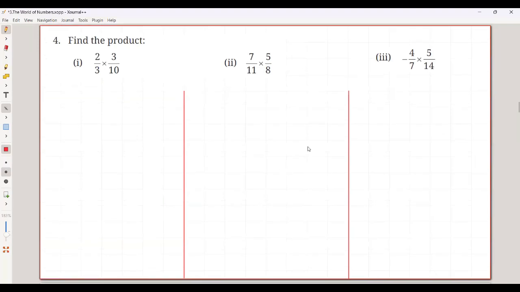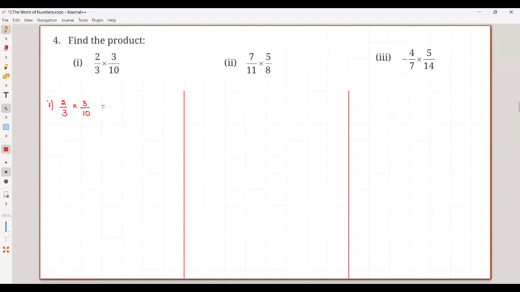So next one, find the product. Product means you have to do the multiplication. We don't need to find the LCM, whether the denominators are the same or not. So direct multiplication. First one, 2 by 3 into 3 by 10. There are two ways: we can multiply and then simplify, or simplify and then multiply. I'll teach both, but simplify and then multiply will be easy.